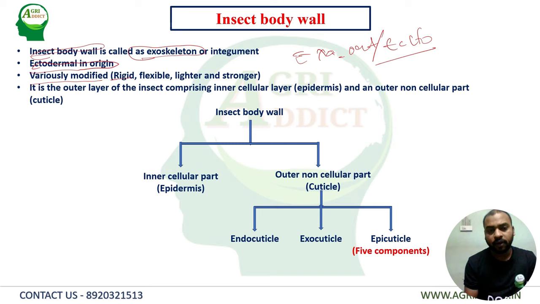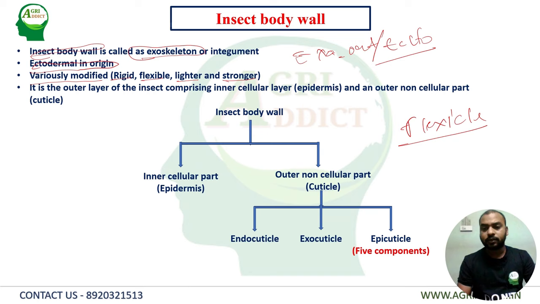Why should this be flexible? Because all the body parts have to move properly. That means all the body parts should have some movable or flexible parts. That's why this body wall, or the exoskeleton or integument, should be flexible.